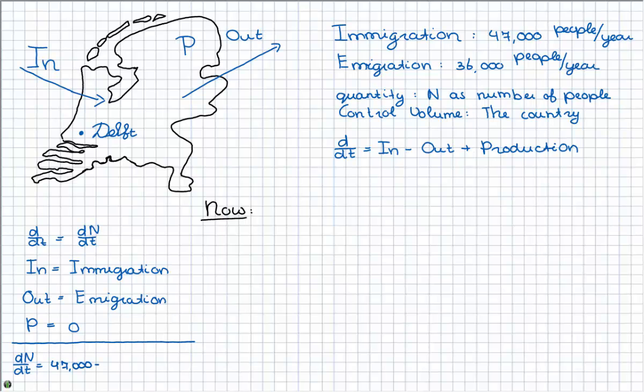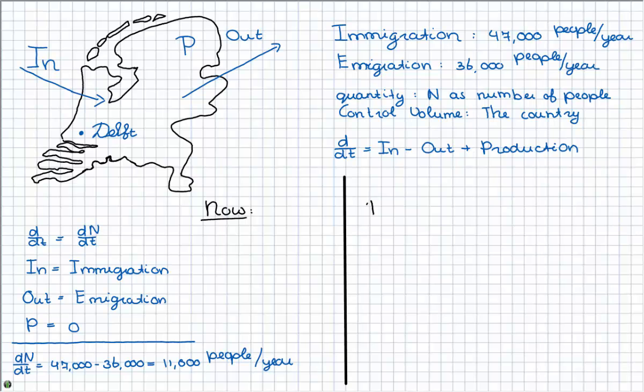And then if I fill this in the general balance equation, I get dndt is 47,000 people per year minus 36,000 people per year is 11,000 people per year. So the number of people in the country is growing by 11,000 people per year.